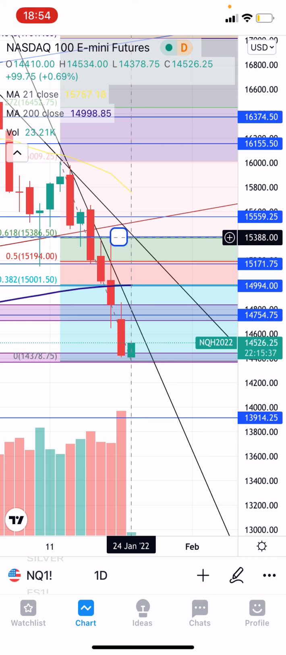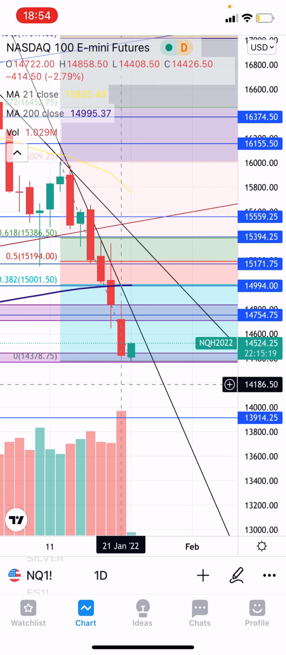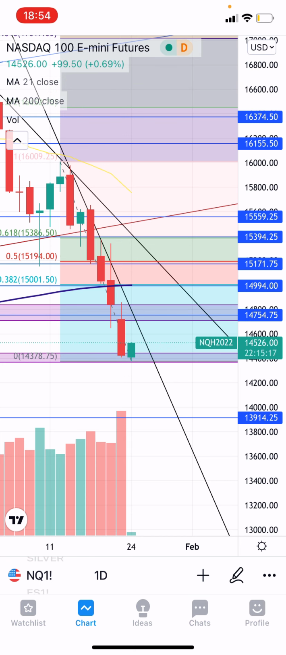If you wanted to enter short here, you would just place your stop loss just above that level. Because this is 15,400, I would give yourself a pretty deep stop loss here. I would go as high as 15,600 if you were to short there. Like I said, plan the trade and trade the plan.